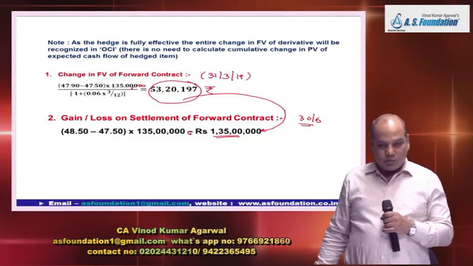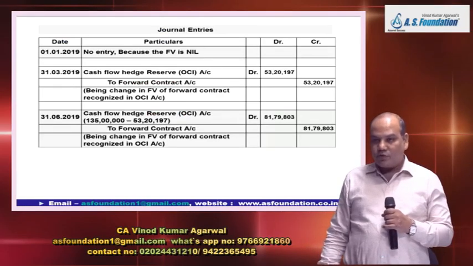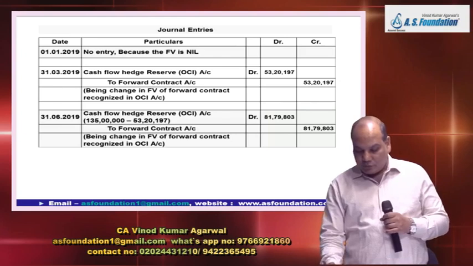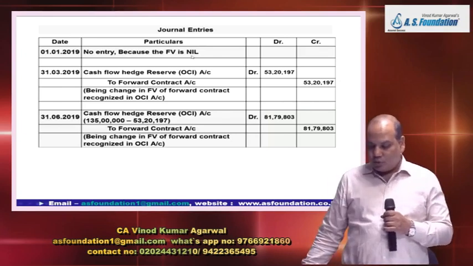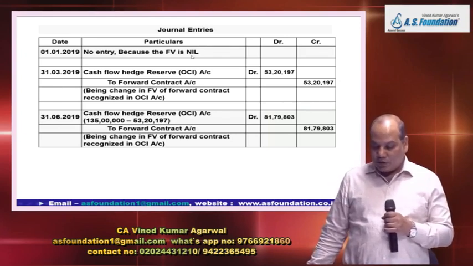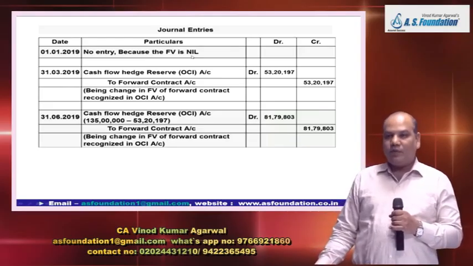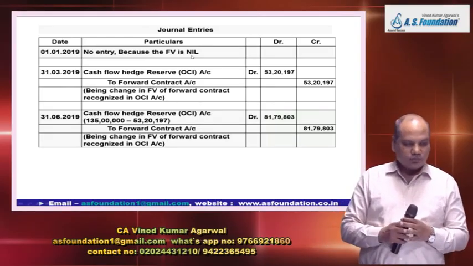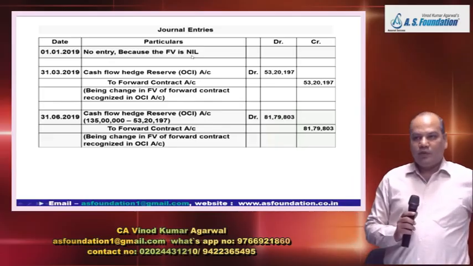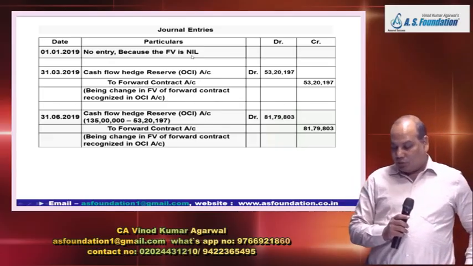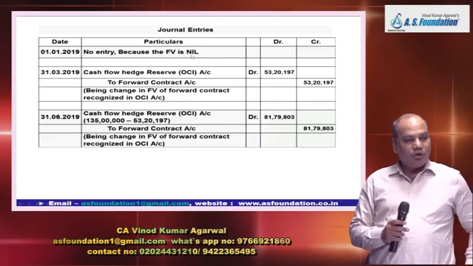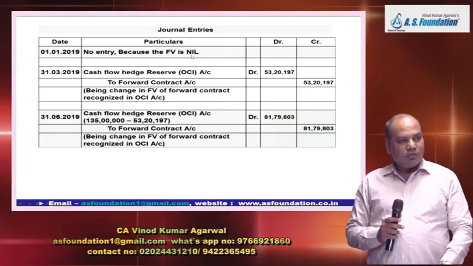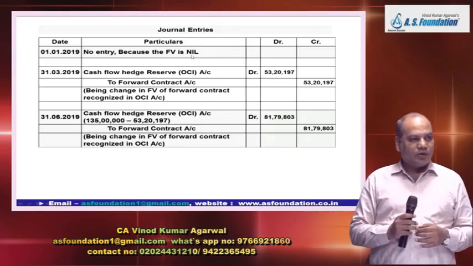Have you understood? First entry on 1st January 19. Write down no entry because the fair value is nil. If you're running short of time in the exam, then don't write this because time is the constraint in the exam.